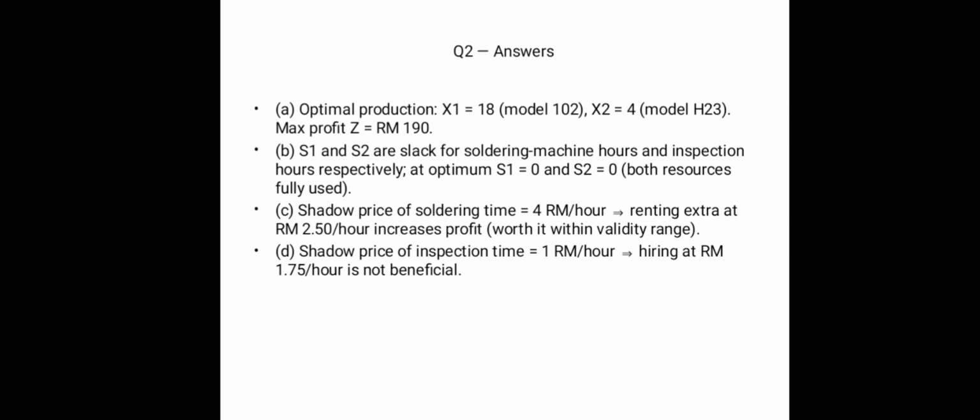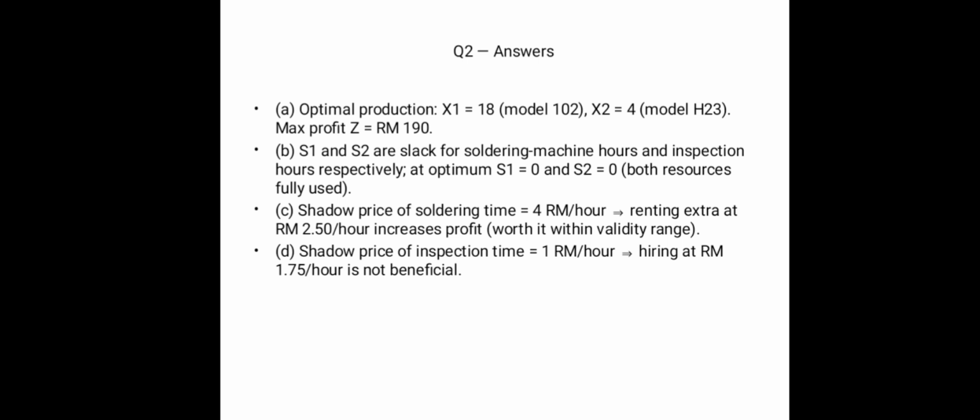So the maximum profit is 16,320 over 7, or approximately 2,331 ringgit and 43 cents. Since all cⱼ minus zⱼ values are non-positive, the solution is optimal.